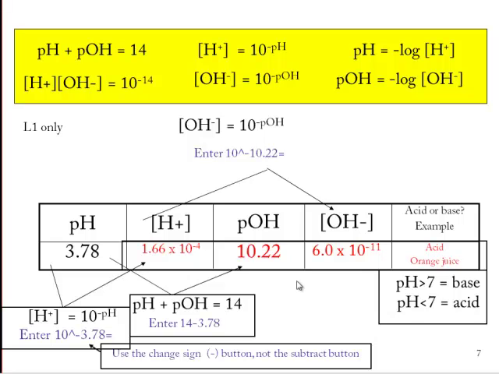One of the most common errors when people enter this in their calculator is that they don't use the negative sign or the change sign button that looks like that usually. They use the subtract button. Don't do that. Okay, that's how we relate all those different values for pH. That's screencast 15.7.